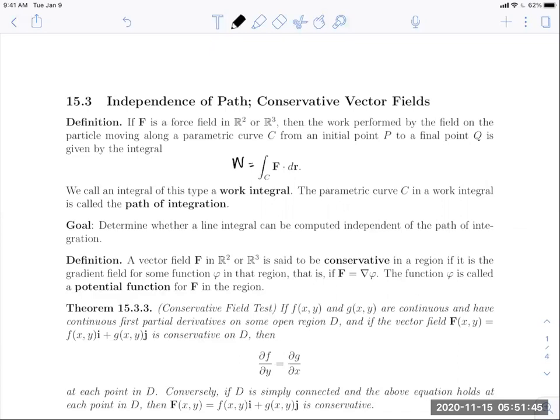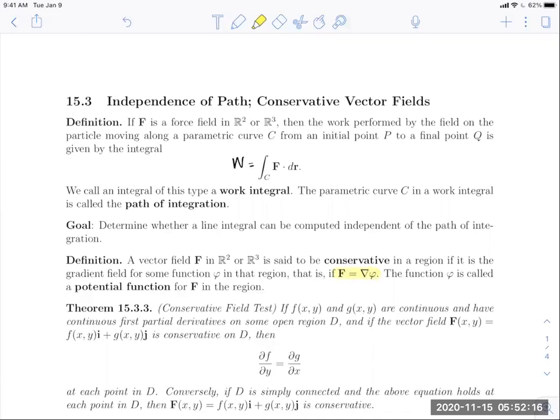All right, so before we get there, we need to understand something called conservative vector fields. So we say a vector field F in R2 or R3 is said to be conservative in a region if it is the gradient field for some function phi in that region. That is, F equals the gradient of phi. So this is going to be a very important equation here. The function phi is called a potential function for F in the region.